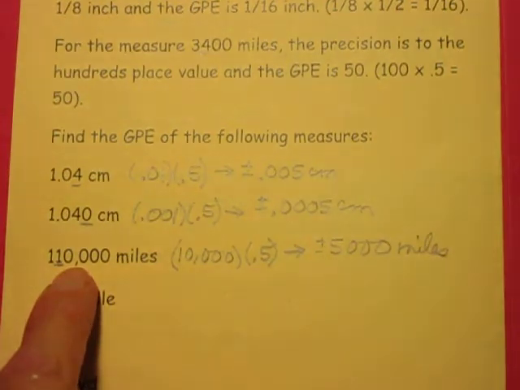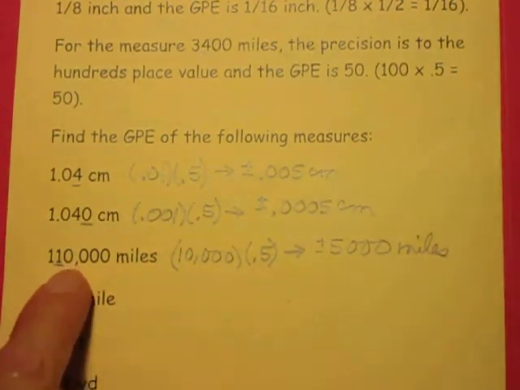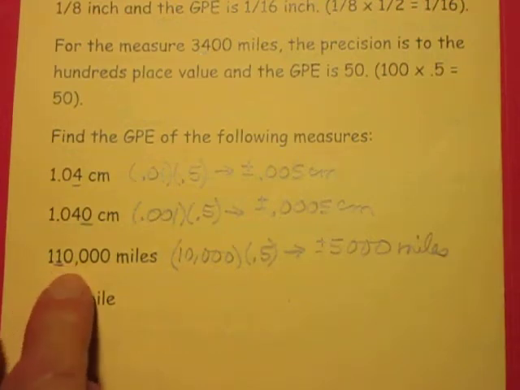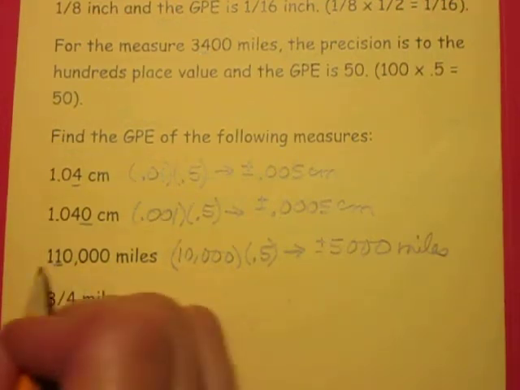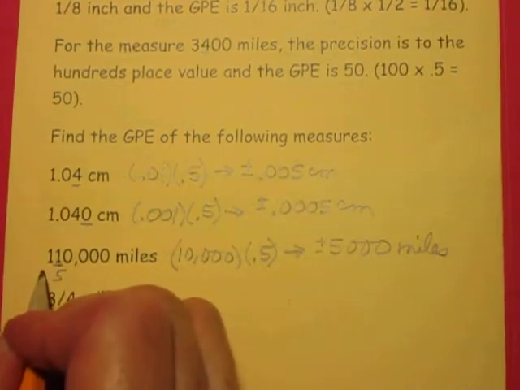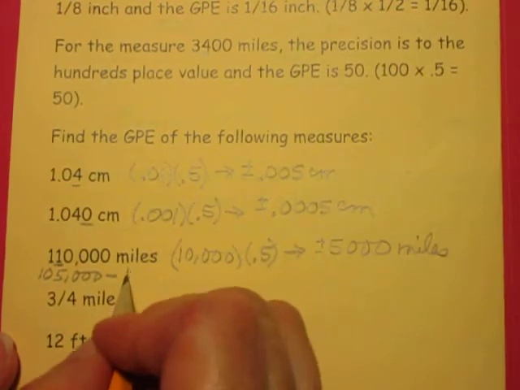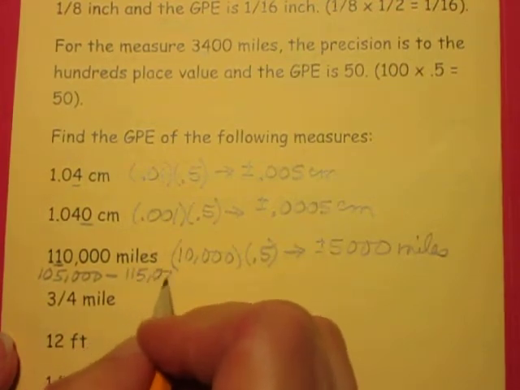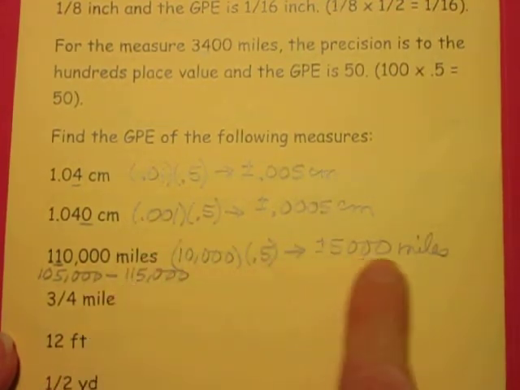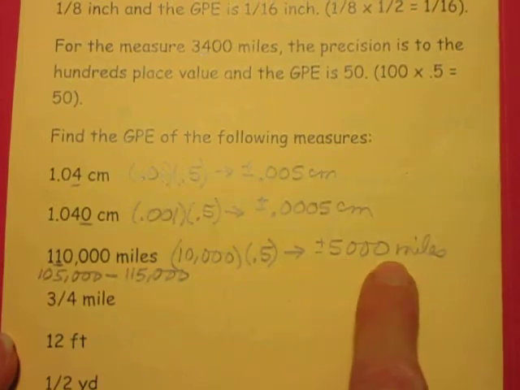In other words, my actual measure could have been as high as, if I add 5,000 to this, 115,000, or it could be as low as, if I take 5,000 away from this, 105,000. So the actual range is somewhere between 105,000 miles and 115,000 miles, and I got that by adding and subtracting this 5,000.